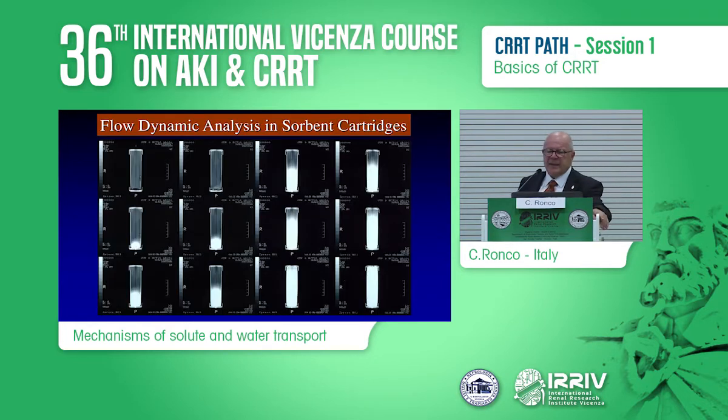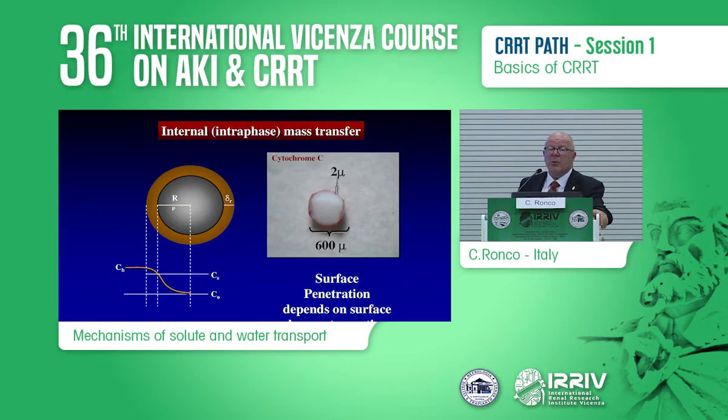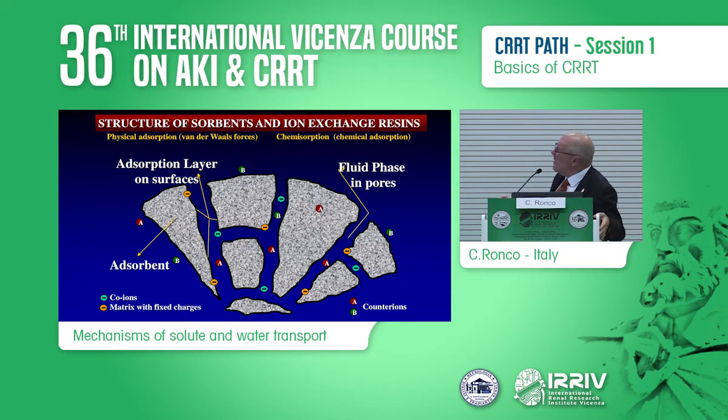And also we studied the distribution with the most recent cartridges by dye injection, and the homogeneous distribution is also seen technically from outside. One of the problems is that the sorbents very often have utilization only in the external part, as you can see here with the colored cytochrome C. So the problem is to try to get enough porosity to get through the sorbent and expand the surface area.